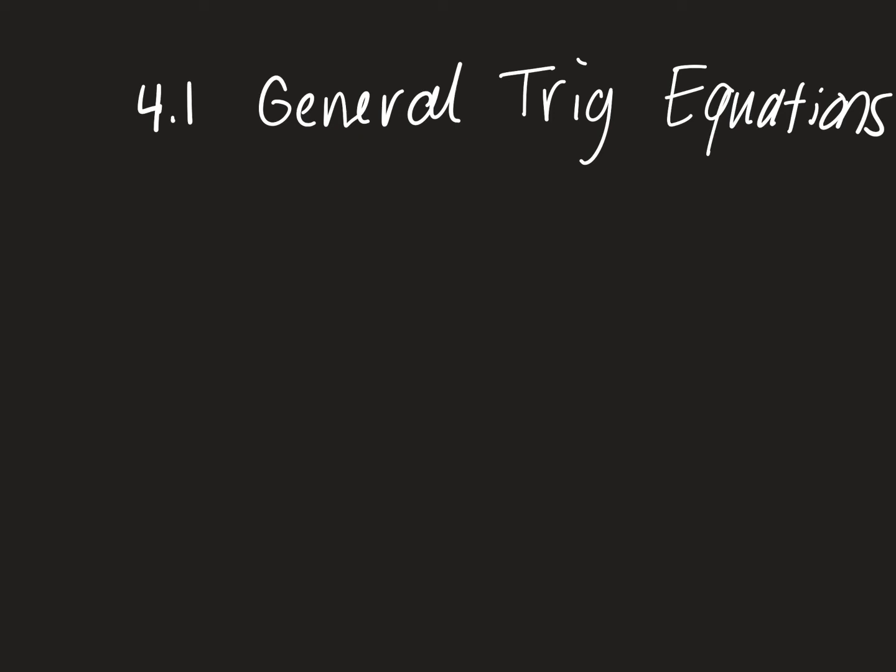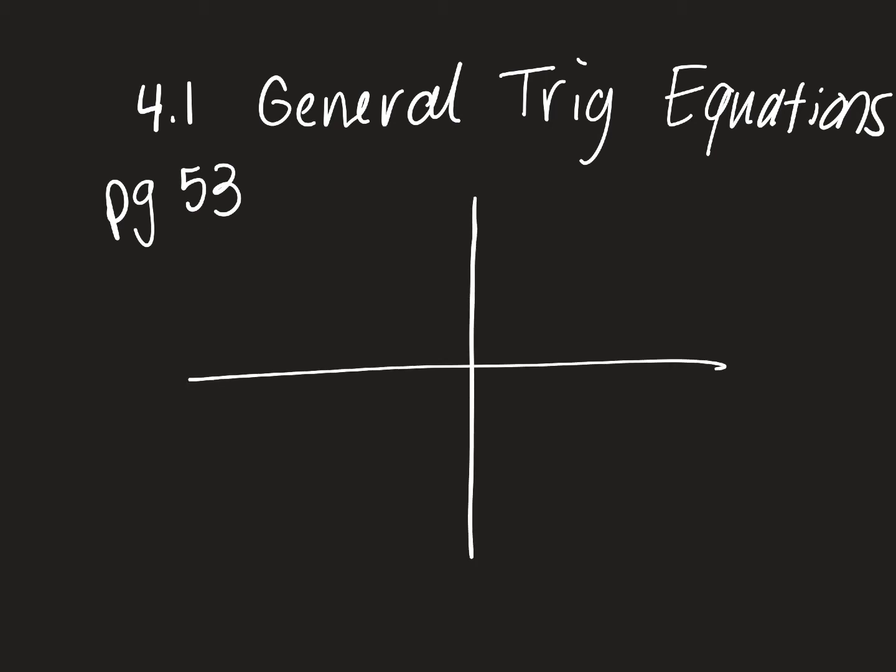Basically, we're doing 4.1, which is called general trig equations. We're really focusing in on page 53, which talks about the angle measures, and you can determine whether the trig function is positive or negative depending on what quadrant your angle's in. So, remember that quadrant 1 is over here, 2, 3, and 4, right? So those are our quadrants.